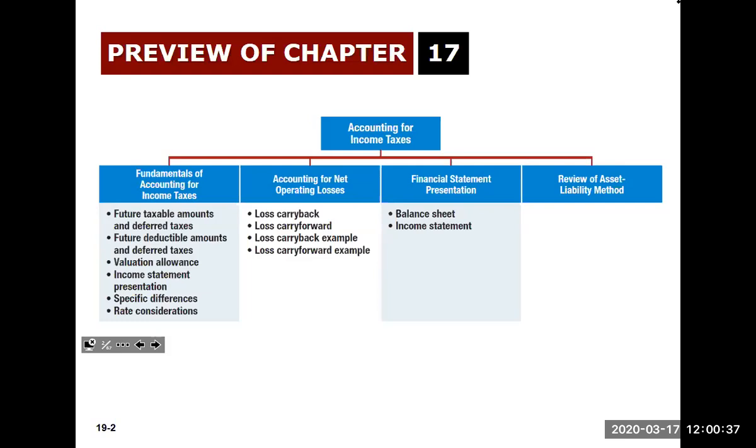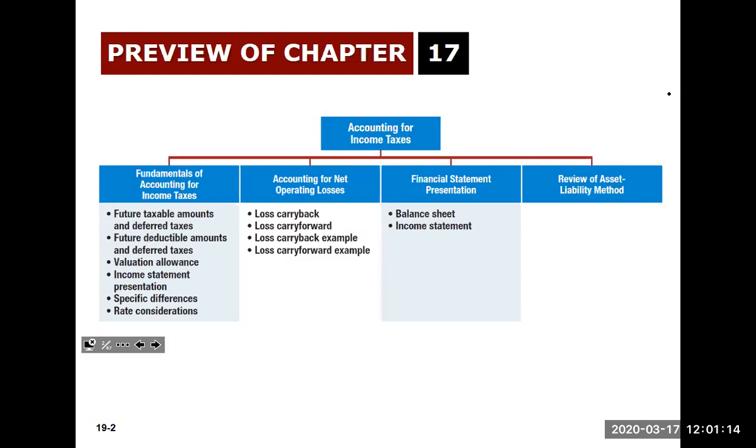But with a permanent difference, let me give you an example: municipal bond interest. Municipal bond interest is fairly non-taxable. So that is revenue that's been booked, but on the other side, it is not taxable. Well, there's never going to be a reconciliation between the two. So we have to handle that differently. So you have deferred tax liabilities and deferred tax assets for temporary differences, but for permanent differences, we have to handle that a little bit differently.